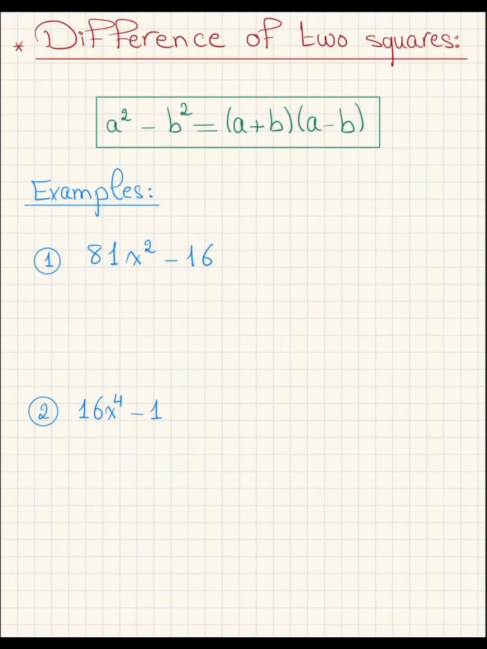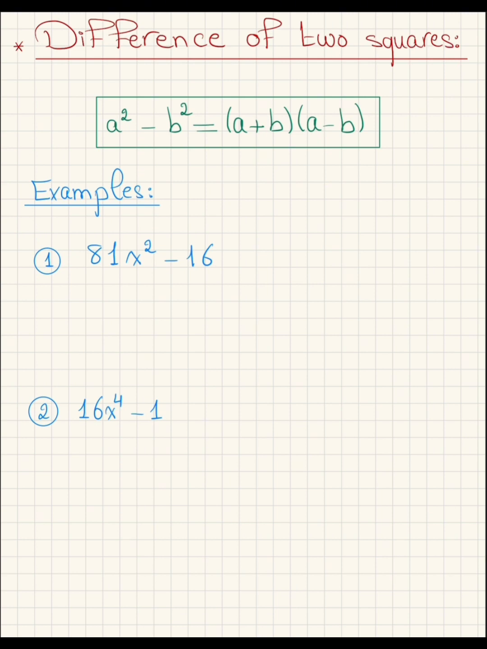We now move on to the second case, which is the difference of two squares. It simply means that whenever you have a squared minus b squared, I write it as a plus b into a minus b. Where did I get this from? Well, in a previous video, I explained the special products of polynomials, and this was one of the formulas. So whenever you have a perfect square minus a perfect square, I immediately apply the difference of two squares formula.